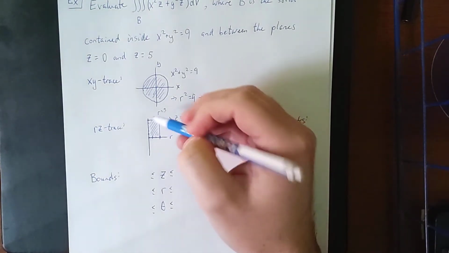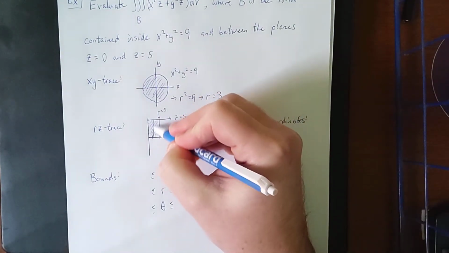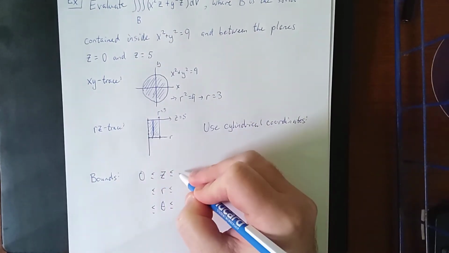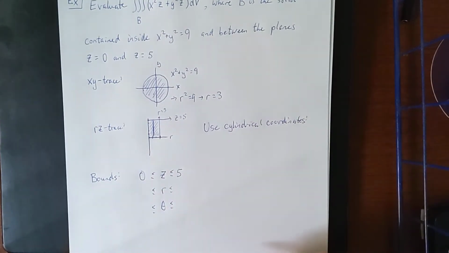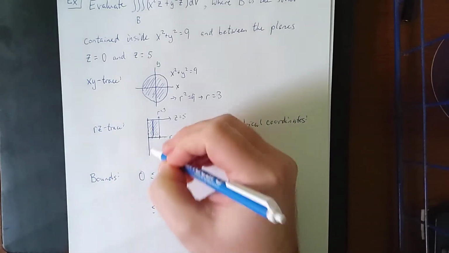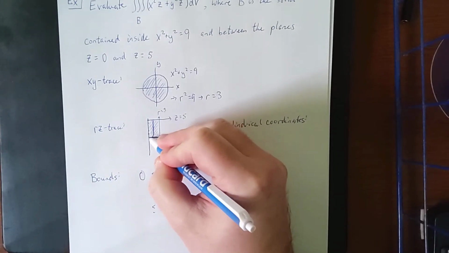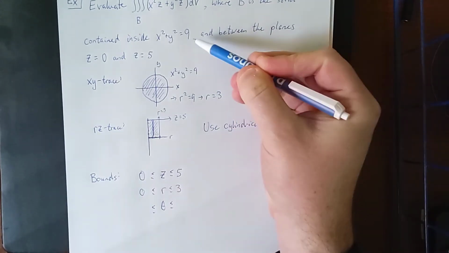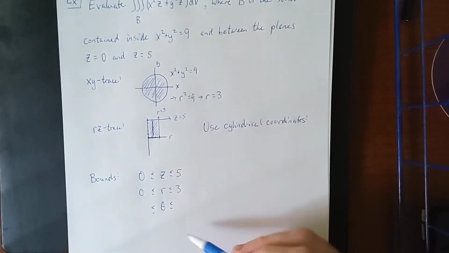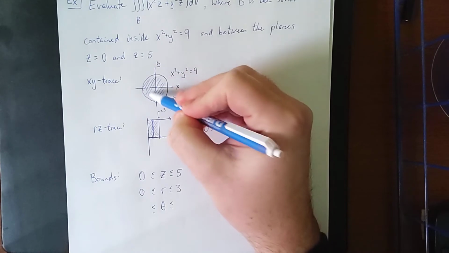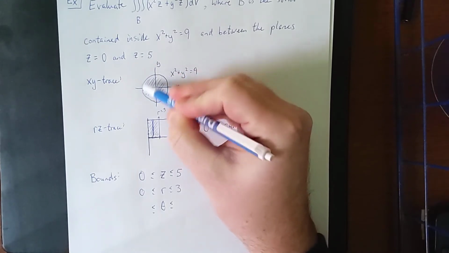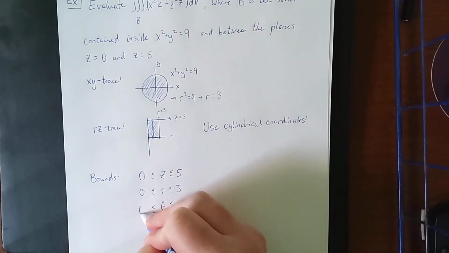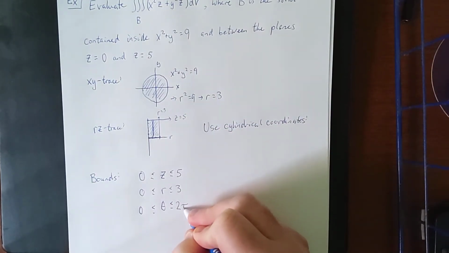So z, we can see in the rz trace going from top to bottom, is bounded below by the plane z equals 0 and above by the plane z equals 5. r, going from left to right in the rz trace, is going to go from 0 to the radius of the cylinder that we had, which was 3. Then for theta, we go back to the xy trace, and we see that we are talking about the entire xy plane, so one full rotation. That'll be 0 to 2 pi.